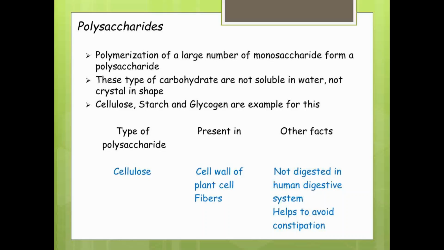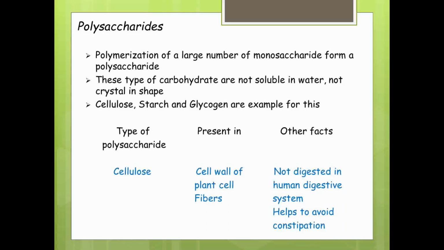So this division of carbohydrates has many examples. Polysaccharides also have some examples, like cellulose, starch, and glycogen. Let's see them briefly. Cellulose can be present in the cell wall of plant cells and in fibers. So in these things, cellulose can be found.